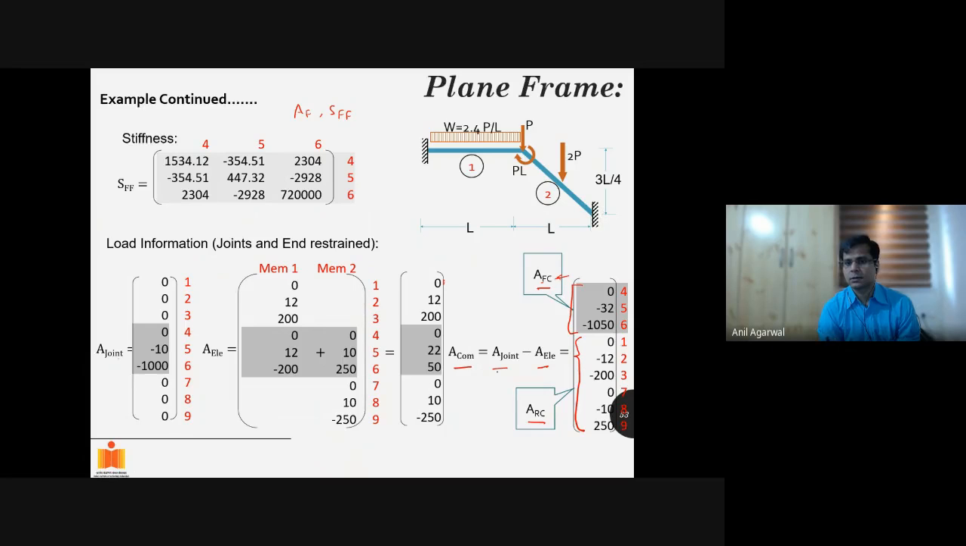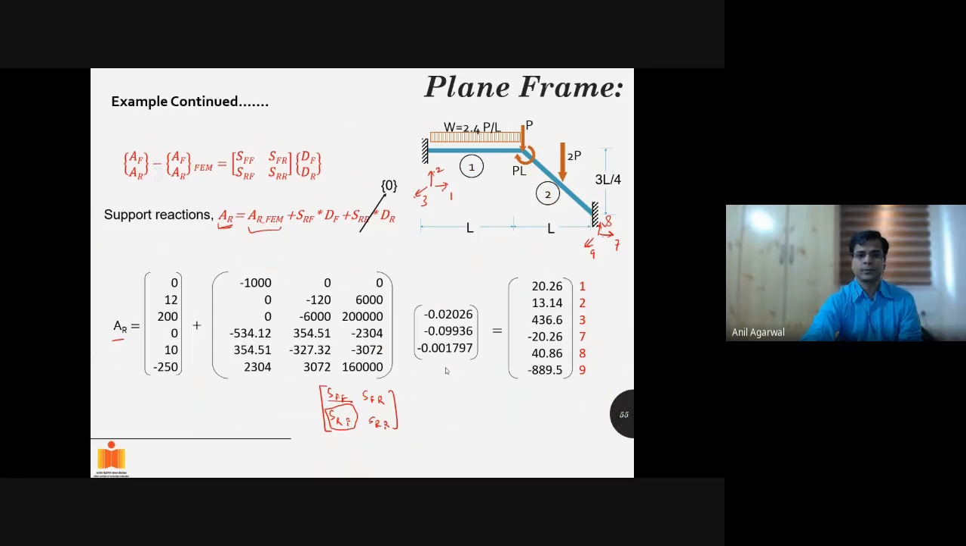Sorry, my mistake. Only FEM, right? The A element. Here this is 4, 5, 6. So that's what we're going to look at: 1, 2, 3, then 7, 8, 9. So 0, 12, 200, 0, 10, minus 250. Remember these values. That's what we should have. Okay. So that is your fixed end moments for the corresponding degrees of freedom 1, 2, 3, 7, 8, 9.